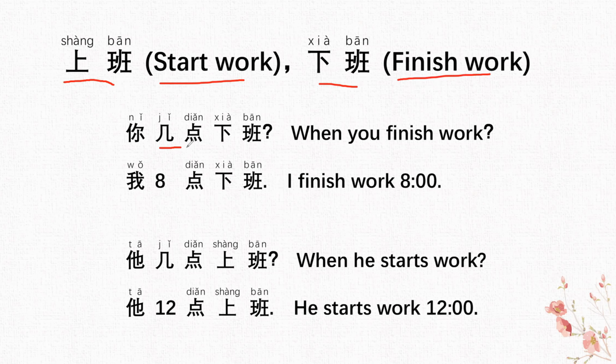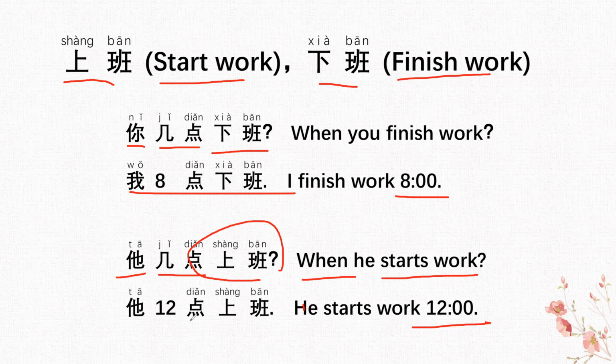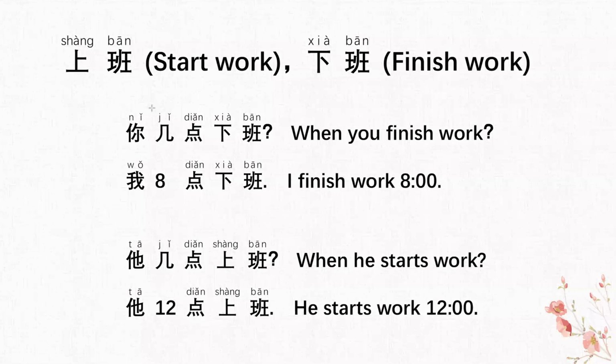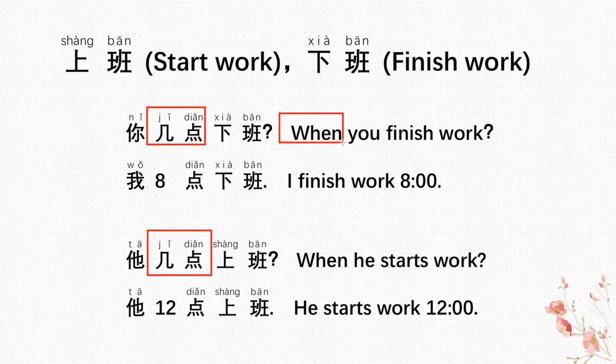You see, so I will put 几点 here. You see, when you finish work, 你几点下班? I say I finish work 8, 我8点下班. When he starts work, 他几点上班? He starts work 12, 他12点上班. Also, you see here, for the example, I just try to make the example use the same question word of when, just in case some of students, they're new. But you can change 几点 to 什么时候, right? Like 你什么时候下班 or 他几点上班, both fine.